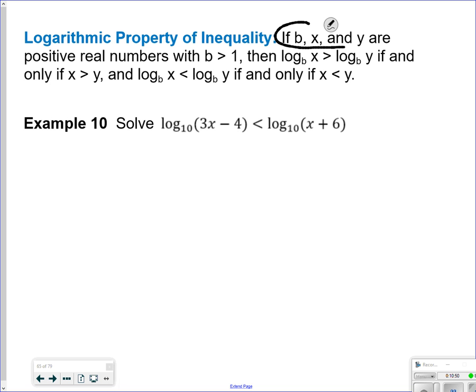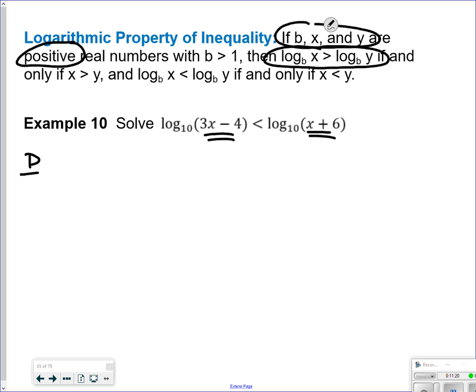If b, x, and y are positive and b is greater than 1, meaning the base is greater than 1, then this is true: log base b of x is greater than log base b of y. Now, you do have to be careful for domain, meaning if you got a less than or greater than, that might cause the arguments to be negative. You do have a domain issue.